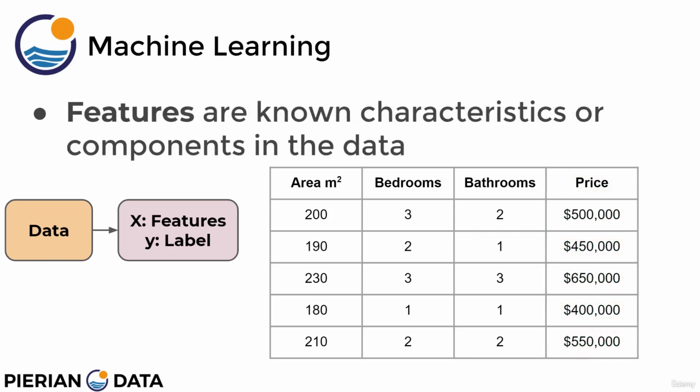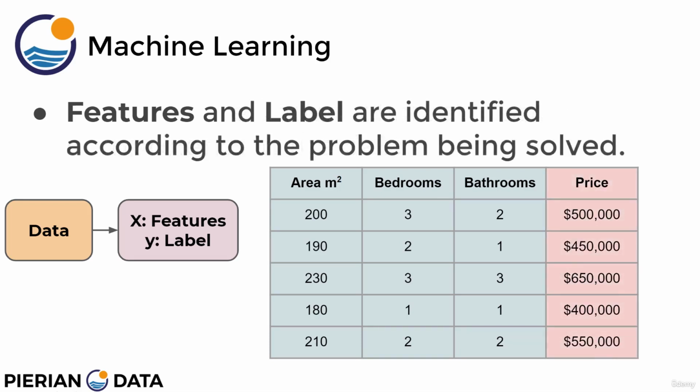Then we know features are the known characteristics or components in the data that we're predicting the label from. In that case, it's all the features of the house, such as the area, the number of bedrooms, and number of bathrooms. Now we've taken our complete data set and assigned the features that we're predicting from and the label, what we're trying to predict. We have labeled historical data. We know all the features that correspond to the label, or the price that house sold at.